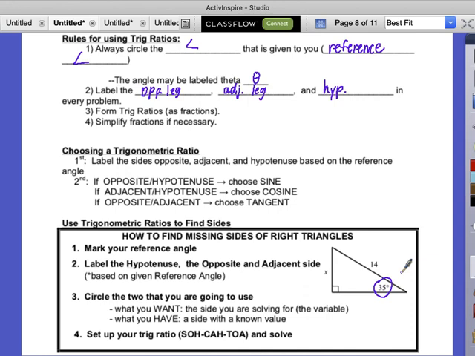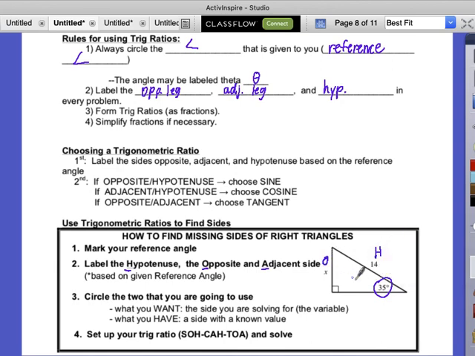Then we're going to label our hypotenuse, opposite, and adjacent. We might notice there's a little underline underneath H, O, and A, just from our SOHCAHTOA. So what's our opposite, adjacent, hypotenuse? You can just start labeling them O, A, H if you want to. Hypotenuse is 14. I'm going to call that H for my hypotenuse. O is x.